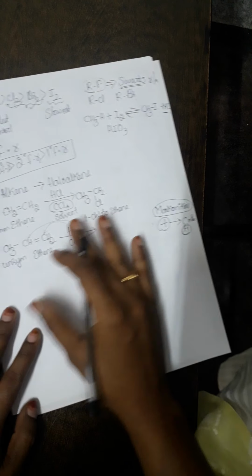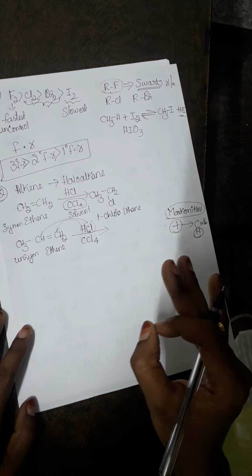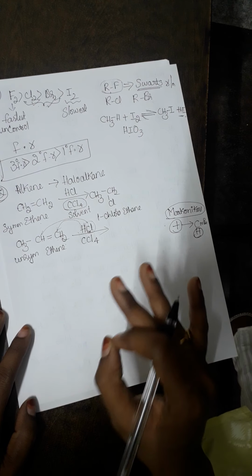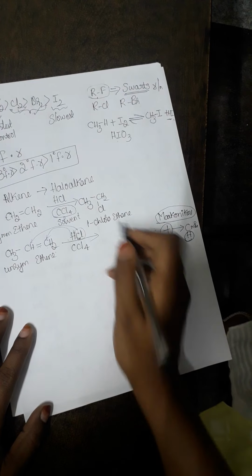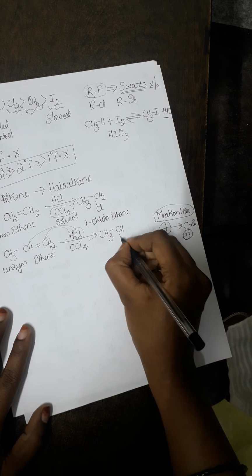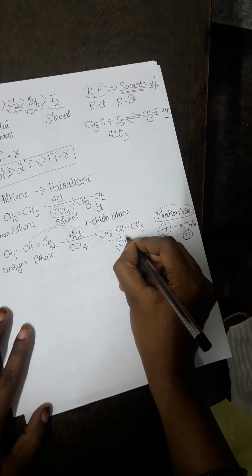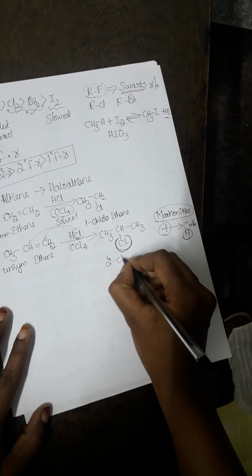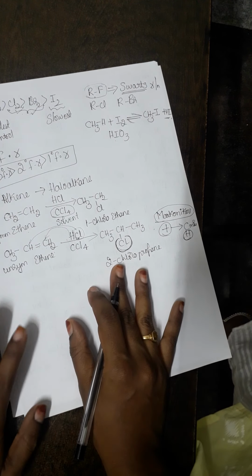Or as a short trick, we can say that whenever we have a Markovnikov addition, two-substituted products are the major one. Two-substituted refers to the substitution happening at the second carbon or the second position. So let us look at the product formed here. The product will be CH3CHClCH3. You can see here that the halogen is substituted on the second carbon. So I'm ending up with 2-chloropropane. This is how you are going to predict the product based on the condition.